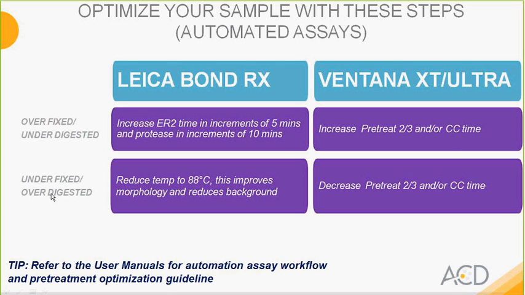For underfixed or overdigested samples, reduce temperature to 88 degrees. This has been shown to improve morphology and reduce background. This is slightly different from what we do with overfixed samples, but we have tried this recommendation and find this is the best condition for you. For VENTANA, for underfixed samples, perform a decreased pretreatment of pretreat 2 and 3 and/or cell conditioning time.